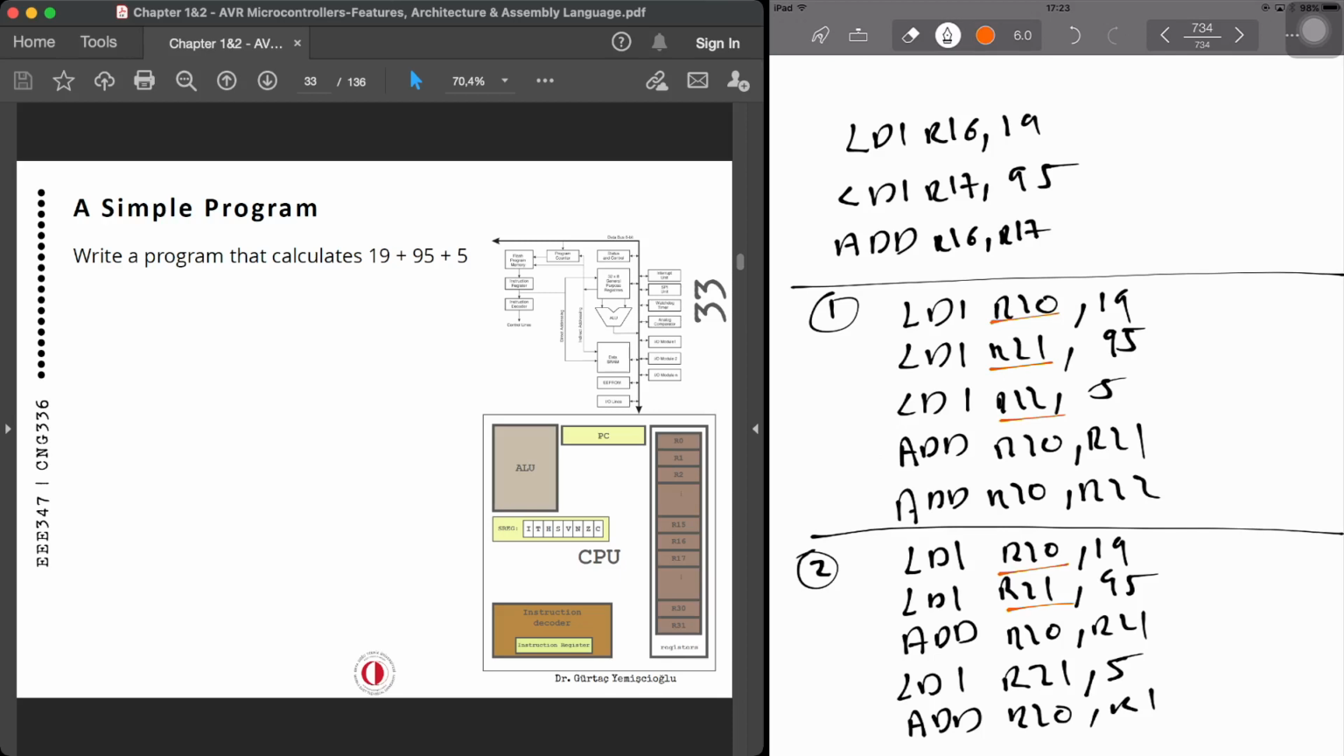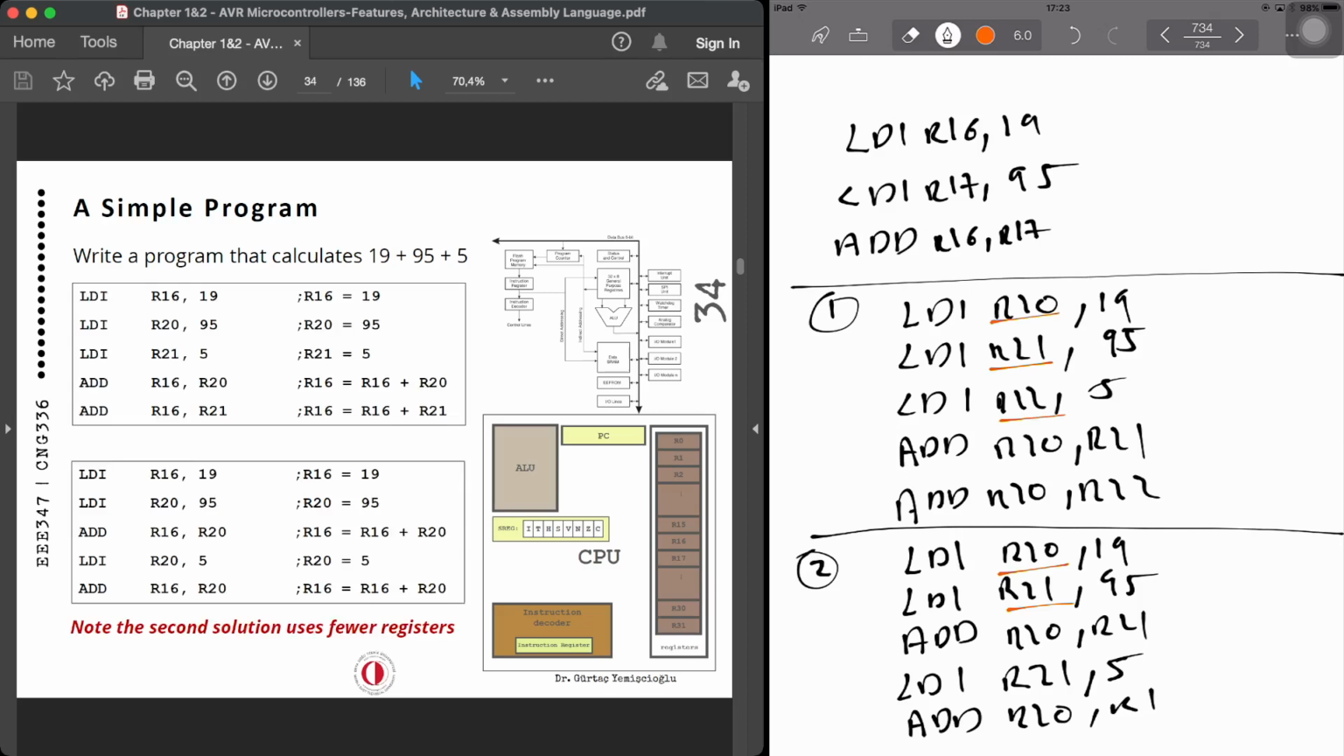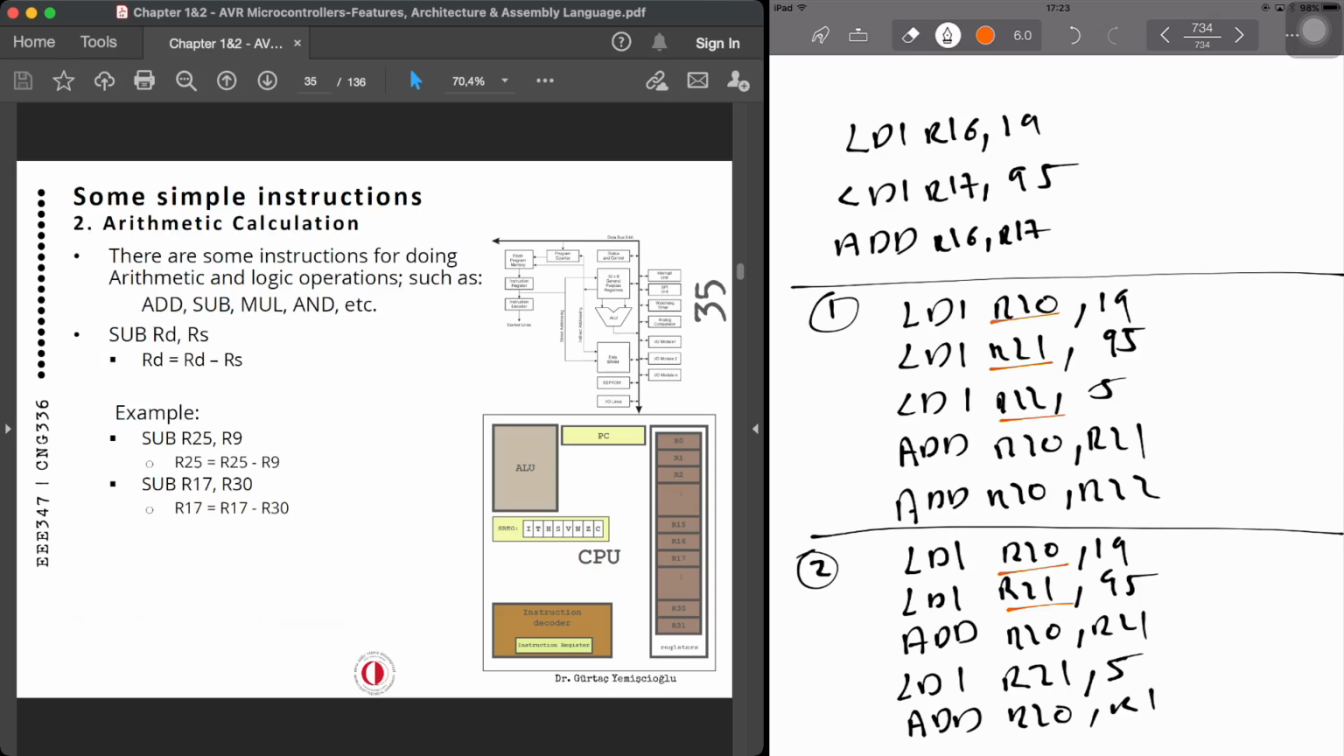Subtraction is also similar to addition. There's nothing different over there. And you can do RD minus RS. So RS is going to be subtracted from RD, and the value will be stored in RD. So sub R25, R9: R9 will be subtracted from R25, and then the value will be stored in R25. And it's exactly the same as the add function.